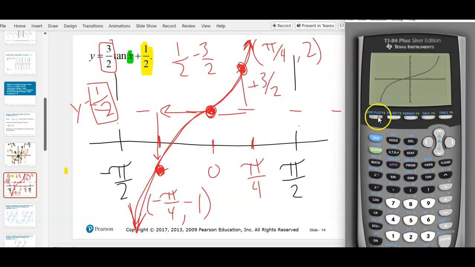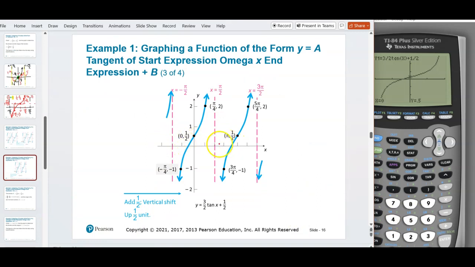So there's that tangent behavior, that tangent look. I can press trace, and now I can plug some points in here, some key points. If I plug in negative pi over 4, I should get negative 1. If I plug in positive pi over 4, I get positive 2. It's just a way to check. If I plug in 0, I should get 1/2. So these are just different ways that we can check our work and make sure that how we're plotting it is correct. So they're doing it with one pair of asymptotes.